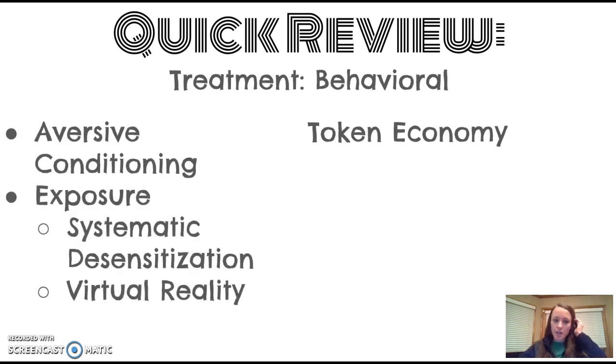So then some other types of techniques that are used in behavioral therapies. Aversive conditioning is where you're pairing things together, but what you're doing is you're taking whatever that behavior is that we don't want the person to be doing, we're pairing it with something they also don't want, so that they don't want to keep doing that behavior.